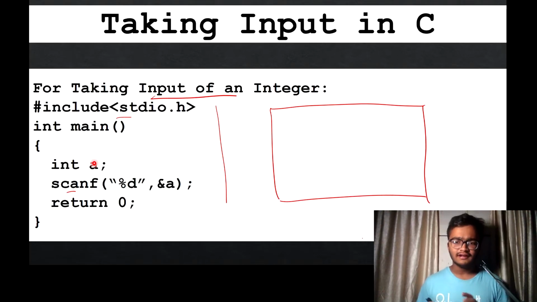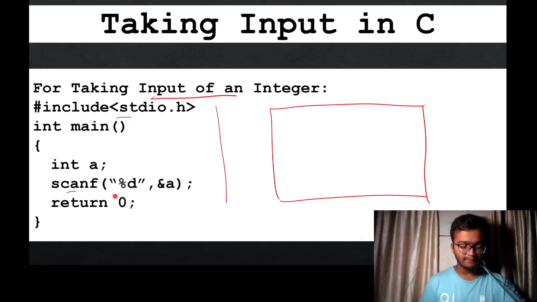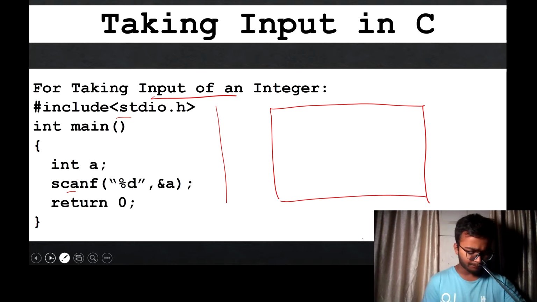We have to store the value that the user is giving in a variable. So we declare a as that variable to store the value, and we use the keyword scanf with %d because a is of integer data type, then a comma and &a, which is the variable name. After that, return 0 is ending the program.